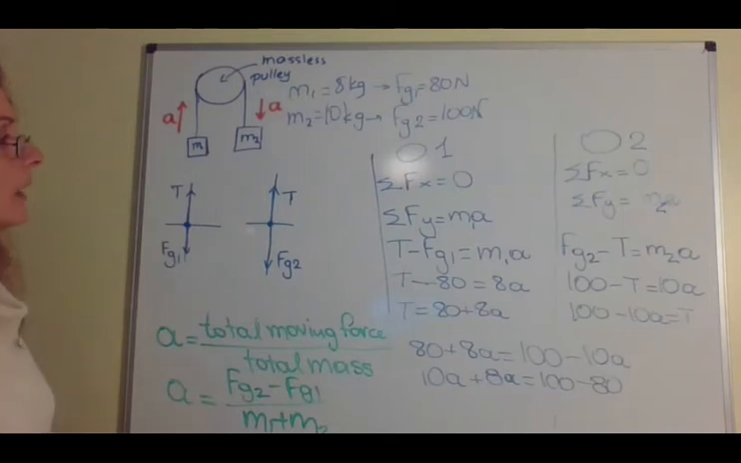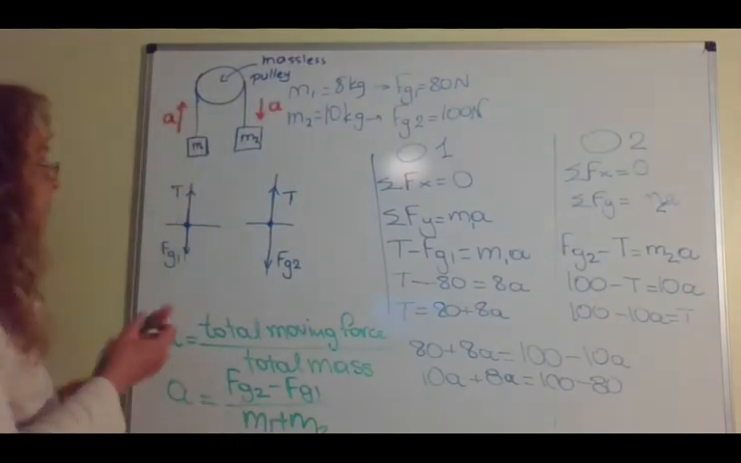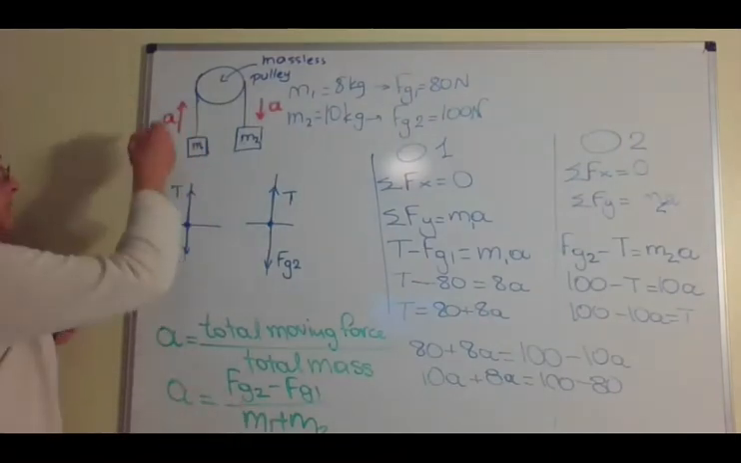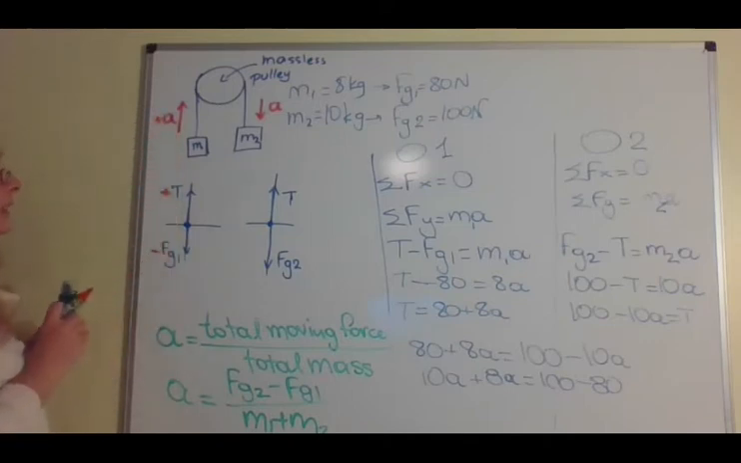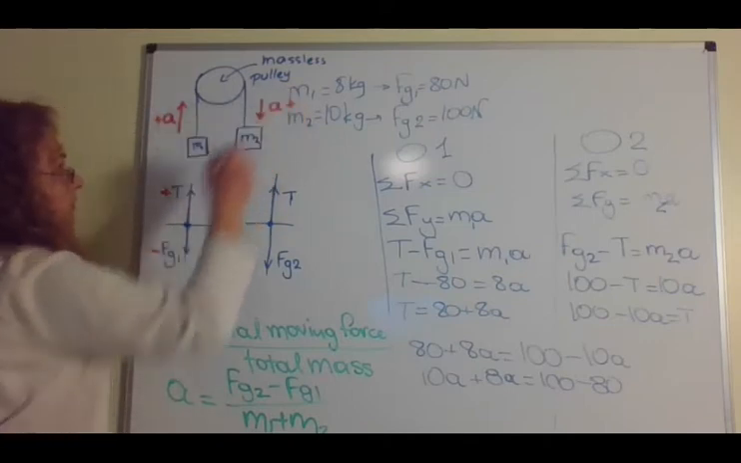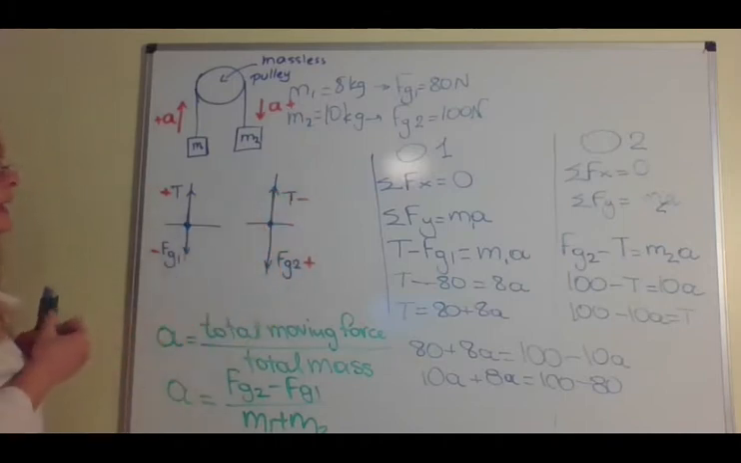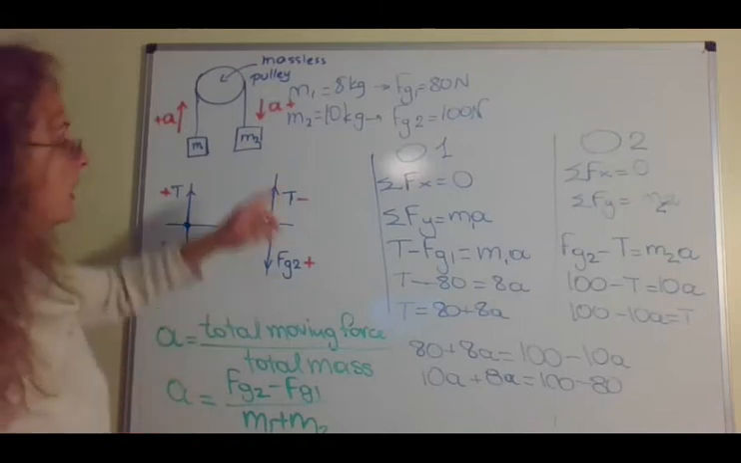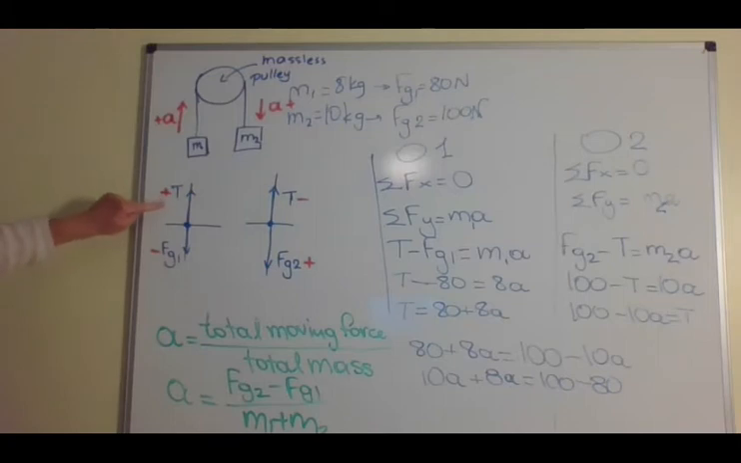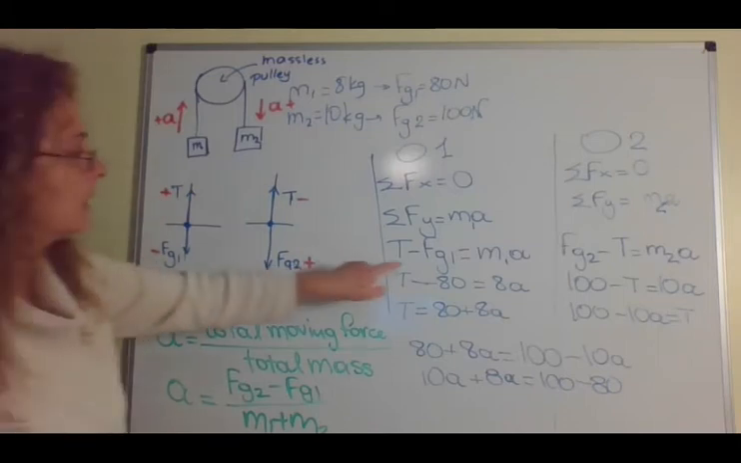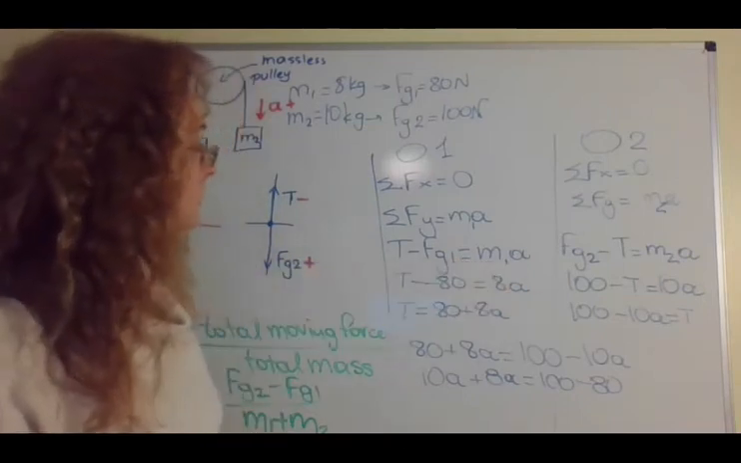So if I consider them both positive, that means that I consider, for this one, the upwards motion to be positive and the downwards to be negative. And then if I consider this to be positive, that means that I will consider this to be positive and this to be negative. So continue with object 1, the sum of forces on the y-axis are the tension minus the force due to gravity, and they should equal the mass times acceleration.